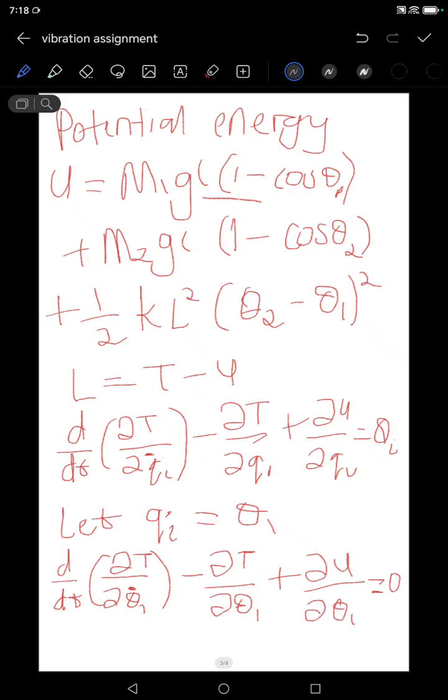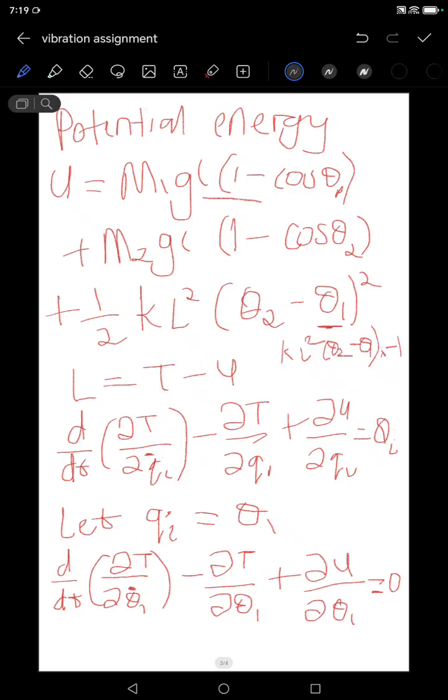And then when we derivate this partial derivative of half kl squared theta 2 minus theta 1, remember we're going to focus on theta 1 only. So here is going to be this 2, the exponent, times the 1 half. It's going to be kl squared into theta 2 minus theta 1. And then remember, derivative with respect to theta 1. So after writing this, we're going to derivate theta 1. Okay, so the derivative of negative theta 1 is going to be a negative 1, multiplied by a negative 1.